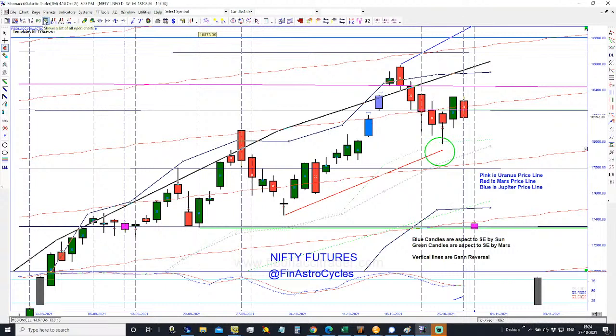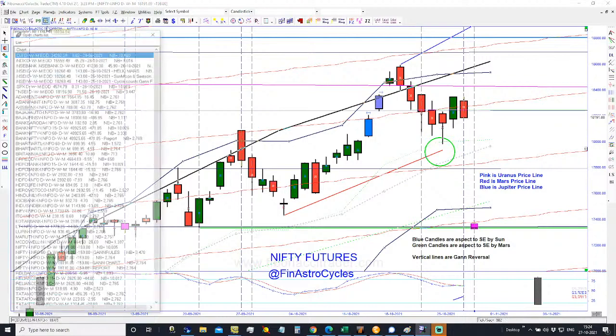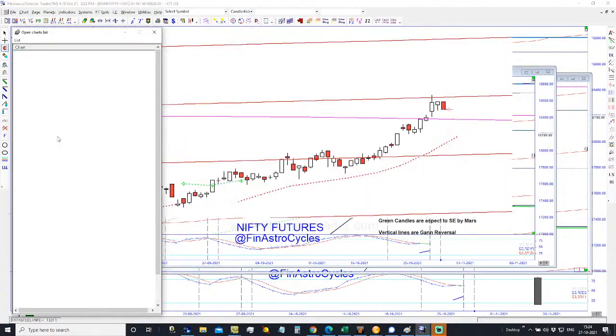The hourly chart doesn't look good. The daily chart, even though it is an inside candle, the midpoint is quite higher, and we are in the monthly expiry, so it looks like a difficult day tomorrow. Look at the Bank Nifty. What is happening in the Bank Nifty?